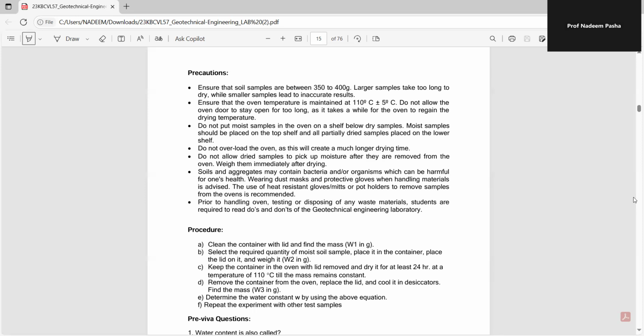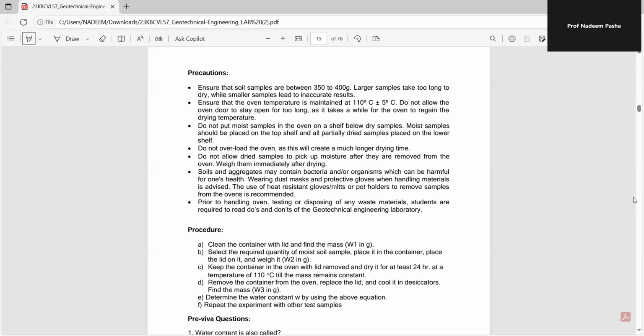See here, we are keeping the sample in the oven to dry. As soon as you remove the sample, you have to perform the test, or else it will regain moisture. Soils and aggregates may contain bacteria and organisms which can be harmful to oneself. Wearing dust masks and protective gloves when handling the material is advised. The use of heat resistant gloves or a holder to remove samples from the oven is recommended.